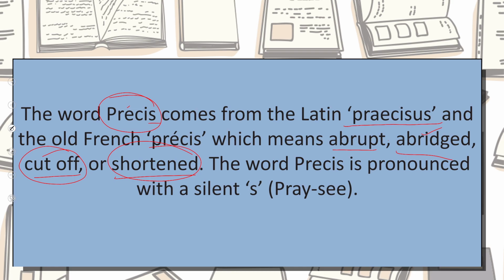The word précis is pronounced with a silent S. Here is the pronunciation key, or the word that you can use to say it. So it's pray-see or pray-see.